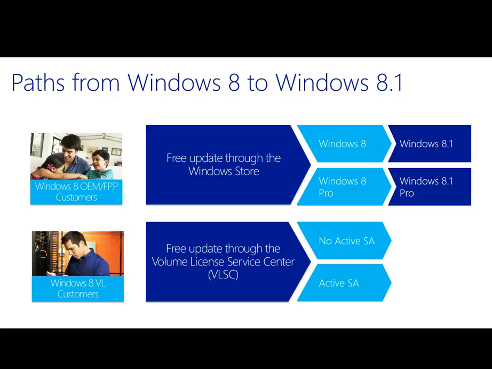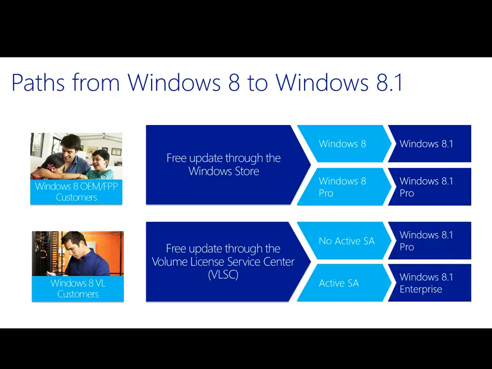So let's say you have a Windows 8.1 Pro. If you don't have an active software assurance, you would still have a Windows 8.1 Pro. So from Windows 8 to 8.1 Pro, it's free, right? But if you have a Windows 8.1 Pro with active software assurance, you can do a step up. A step up means I can have a higher edition. So from Windows 8.1 Pro, now I have a Windows 8.1 Enterprise Edition. Okay, so that was the upgrade process of Windows 8 to 8.1.